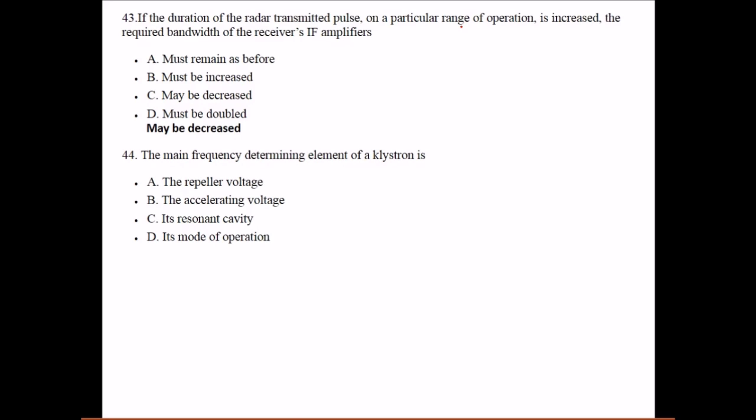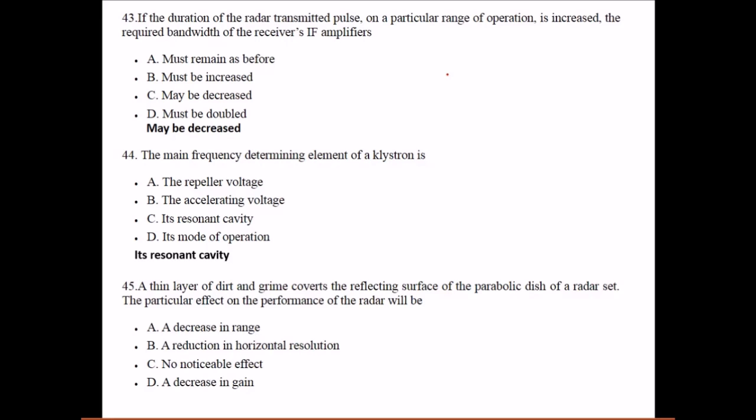The main frequency determinant element of a klystron is the resonant cavity. So, a thin layer of dirt and grime covers the reflecting surface of the parabolic dish of a radar set. The particular effect on the performance of the radar will be no noticeable effect.